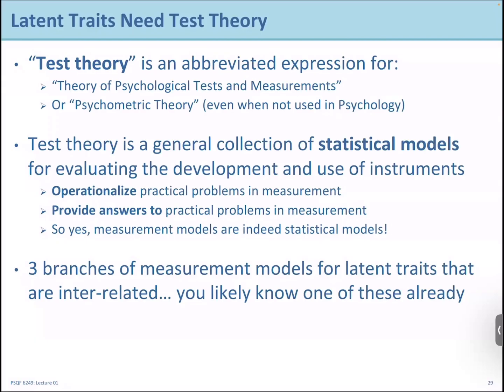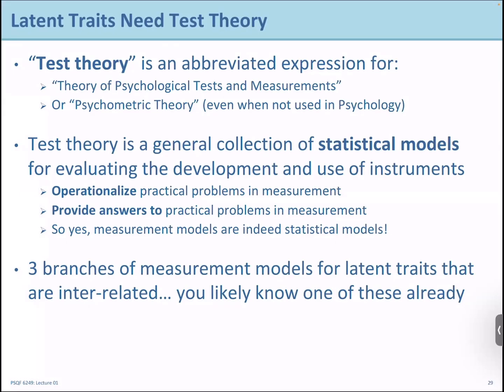It's a general collection of statistics, or better yet, you can think of it as the theory of psychological tests and measurement, or psychometric theory. Psychometric theory is used even when we're not in psychology. Basically, how do we measure phenomena that characterize an individual when we can't directly observe them? Test theory is a collection of statistical models that we use to develop and evaluate measurement instruments, surveys, tests, etc. We operationalize practical problems, and it provides answers to these problems. Measurement models are statistical models.